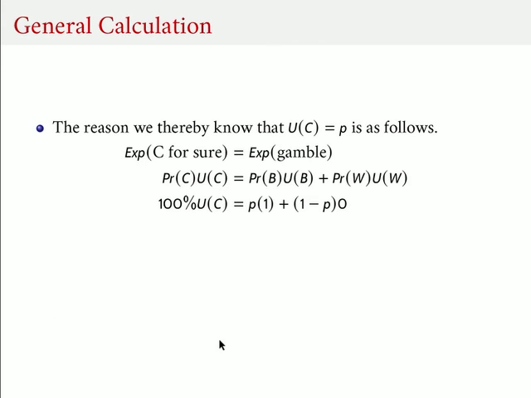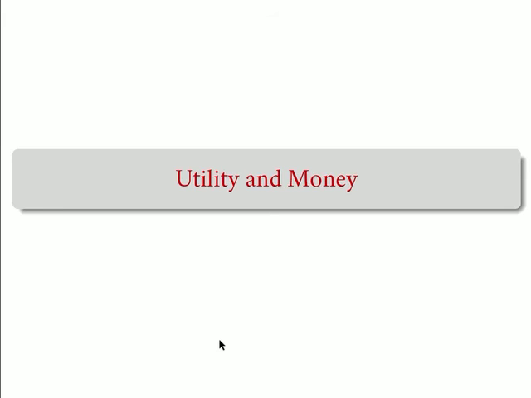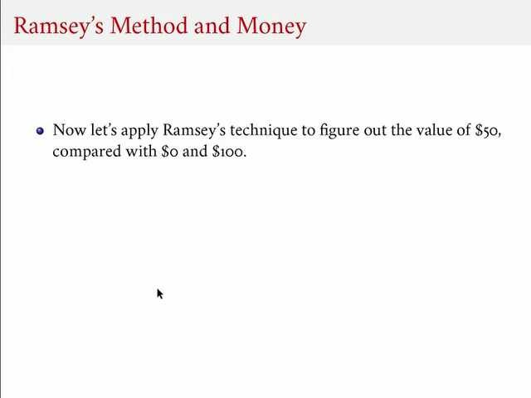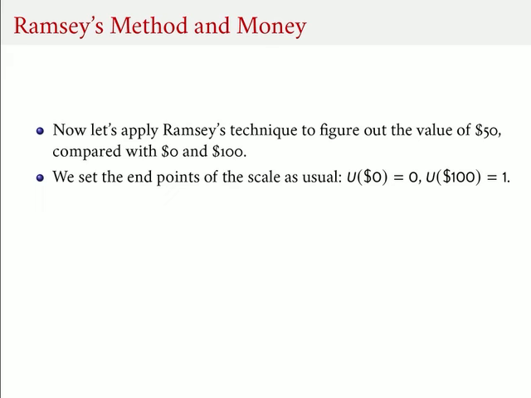So in concluding this lecture, I'm going to now apply this method of determining intermediate utilities to the case of money. And what we'll show is that the utility of money is different than its amount. That as we have more and more money, its utility decreases. So let's apply Ramsey's technique, this method that we just went over, to figure out the value of $50 compared with 0 and 100. So let's set the endpoints of the scale as usual. Since 0 is the worst outcome, we'll set the utility of it as 0. And since $100 is the best outcome, we'll set its utility at 1.